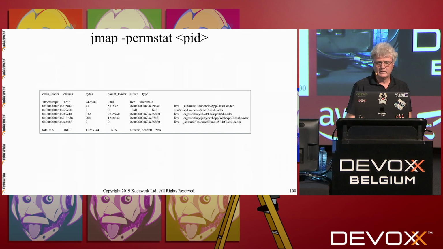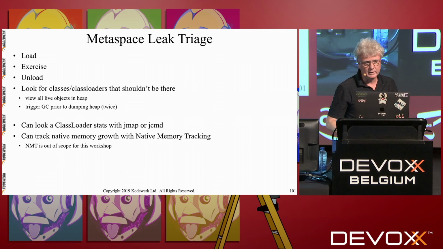So in terms of getting a handle on the situation with your class loaders, we can use jmap -permstat. What it's going to do is list all of the class loaders that are in the system, so then you can sort through and try to figure out which ones shouldn't be there, and that should give you some hints as to what is actually leaking.